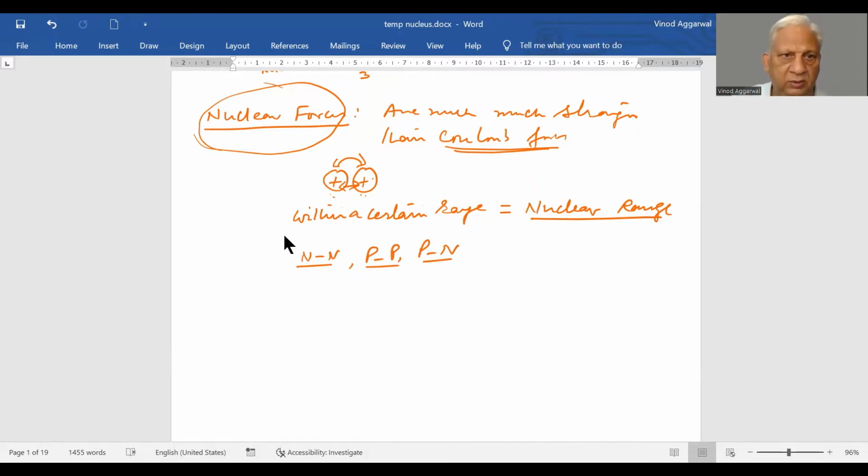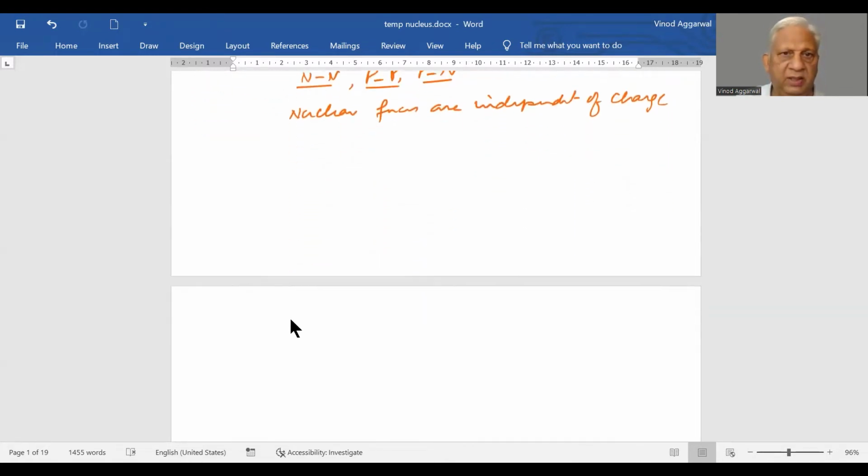And nuclear forces are independent of charge. This is very important. Nuclear forces are independent of charge, meaning thereby whether we talk about proton-proton or proton-neutron, they are nearly same. All these forces are nearly same. Now next comes binding energy.